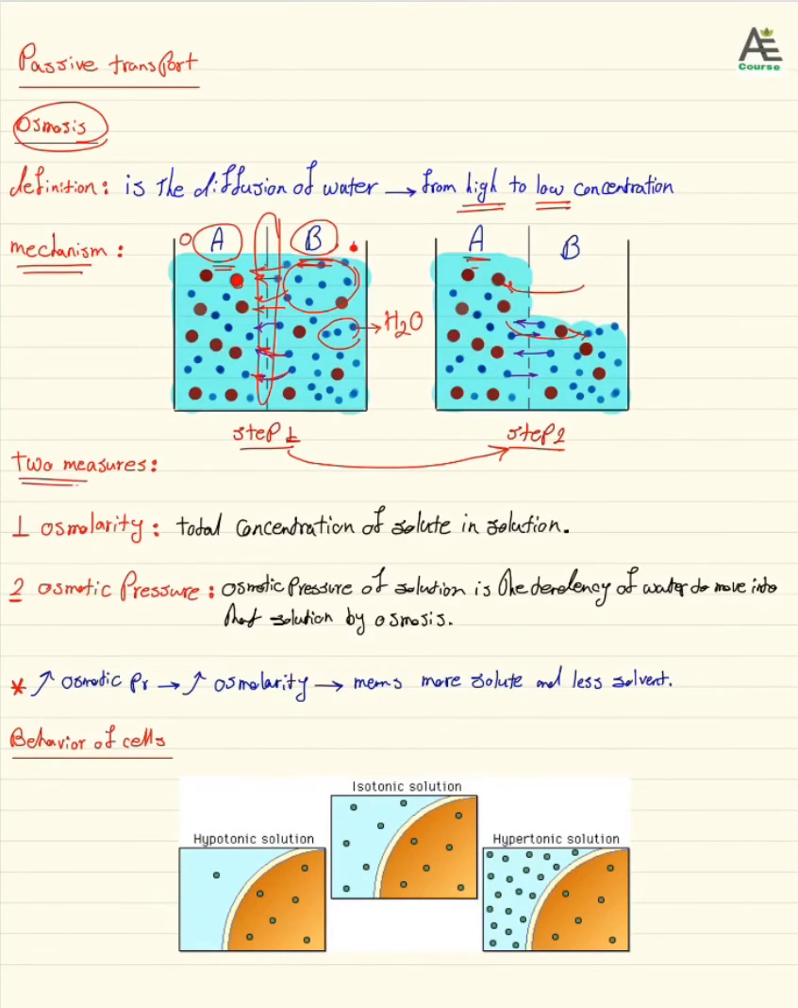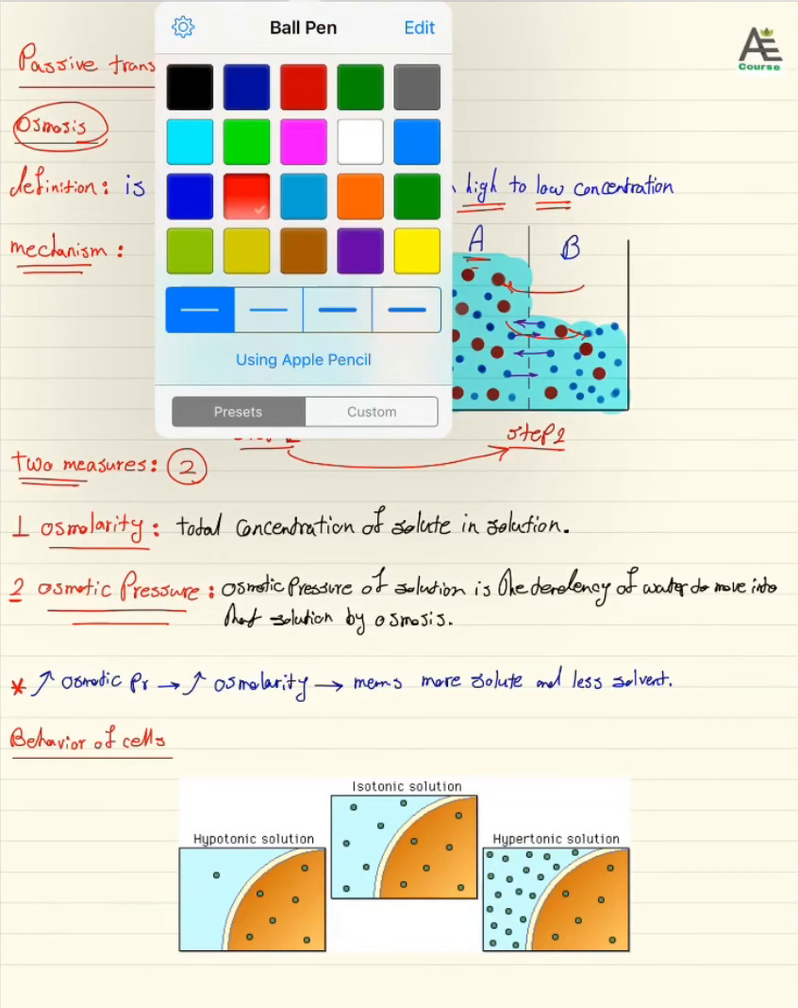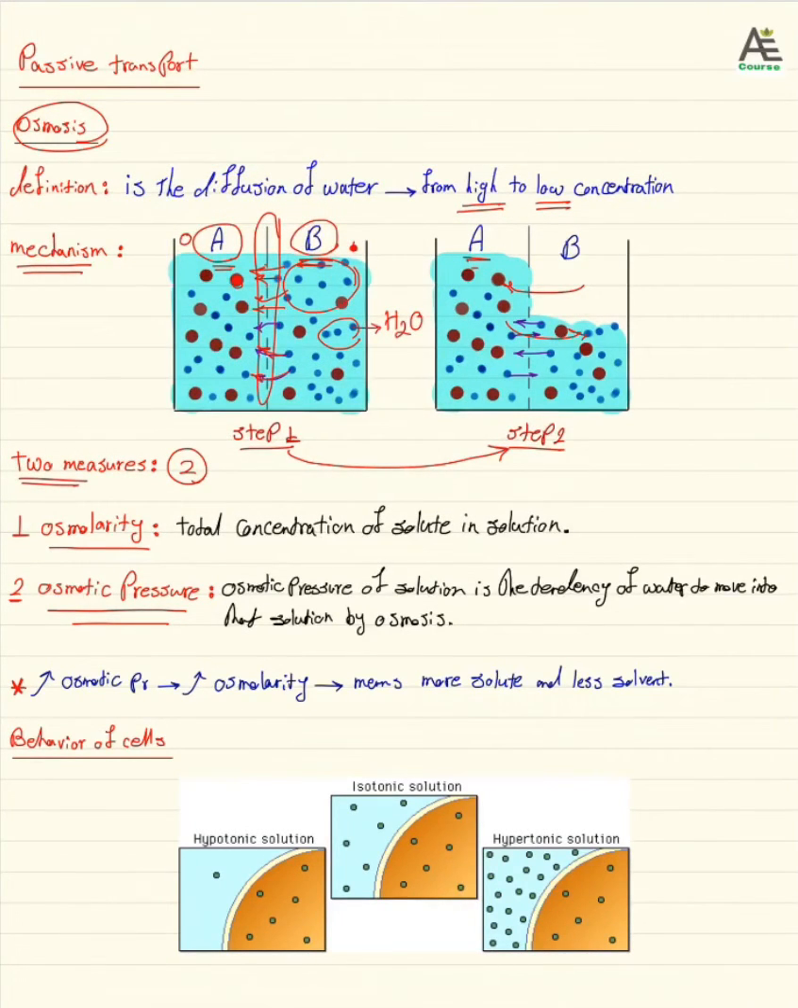Then we want to talk about the measures. Two measures are applied for the solute concentration. First one is osmolarity. Second one is osmotic pressure. Osmolarity is total concentration of the solute in the solution. So total concentration of solute in solution is osmolarity. And why am I talking about these two measures? Because they also affect osmosis.